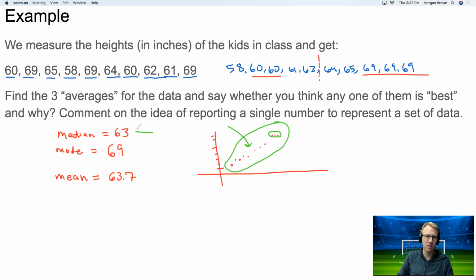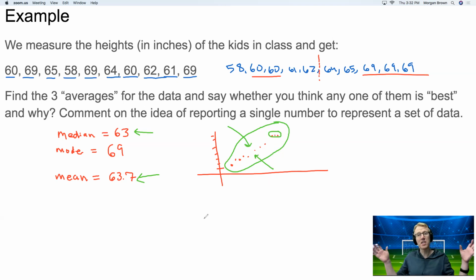So both 63 and 63.7 kind of capture that. But any set of data is going to have a range. So one thing to think about is, do the averages accurately capture the data? Well, this is all spread out. It wasn't like everybody was the same height. There were some people that were shorter. There were some people that were taller. So giving one center value doesn't necessarily tell you everything about it.